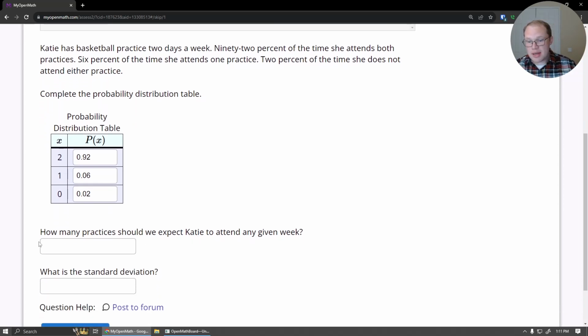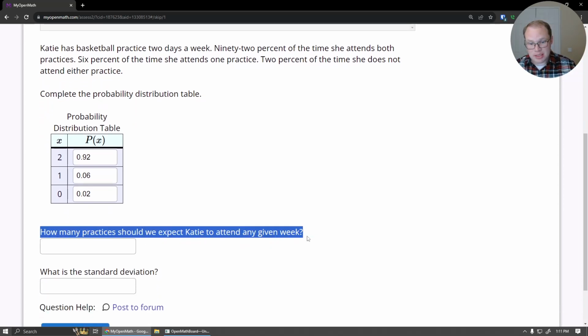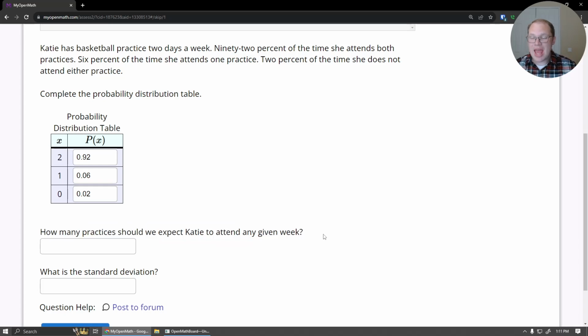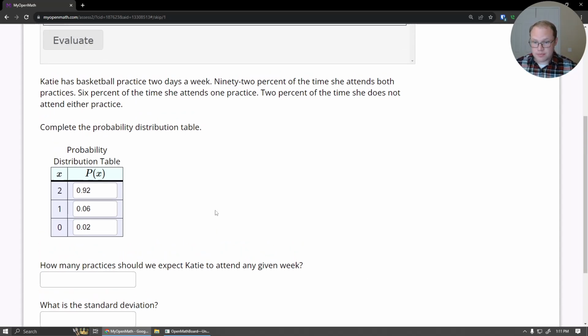Next, we want to calculate how many practices we should expect Katie to attend any given week. So that's the expected value. That's the key word here. Okay, if we had to guess based on only this information, our best guess would be the expected value. Okay, so let's calculate that.